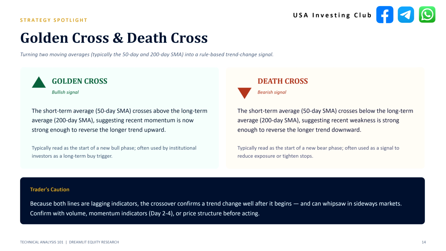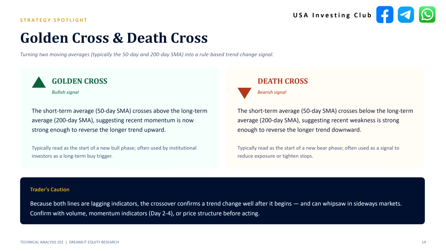The death cross is its mirror image, a bearish signal. The 50-day average crosses below the 200-day average, suggesting recent weakness is strong enough to reverse the longer trend downward. It's typically read as the start of a new bear phase, and it's often used as a signal to reduce exposure or tighten stop losses.